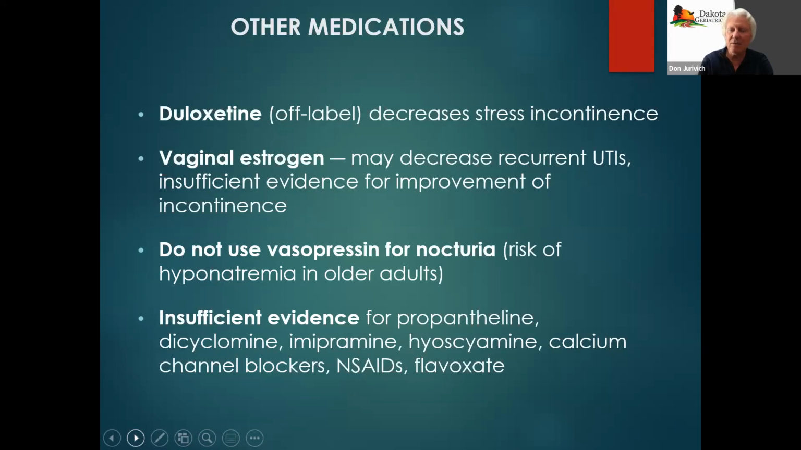I have no experience, so I can't really say anything about the off-label use of duloxetine for stress incontinence. We do use vaginal estrogen. It's a pretty benign use. And then there's a bunch of other medications that have been cited in the literature that are not recommended. One of the points there is nonsteroidal anti-inflammatories at the very bottom. In general, you want to avoid nonsteroidal anti-inflammatories because of their harsh impact on kidney function. Next slide, please.